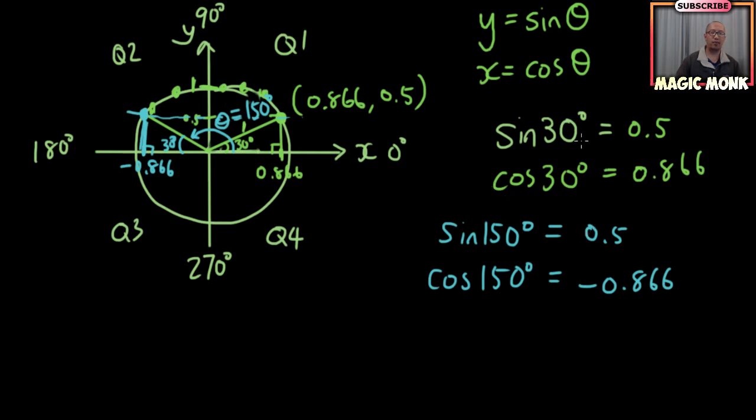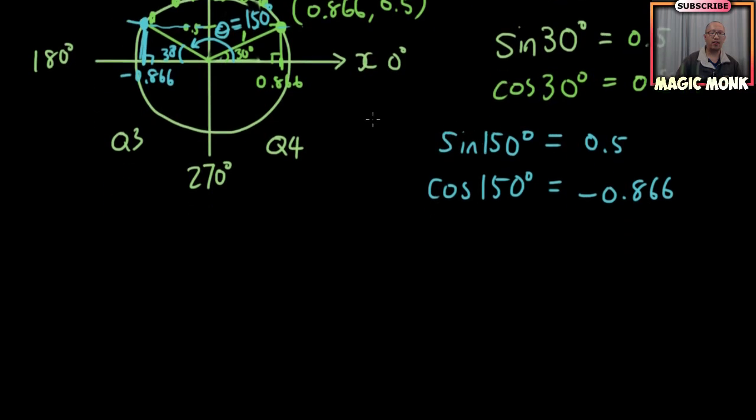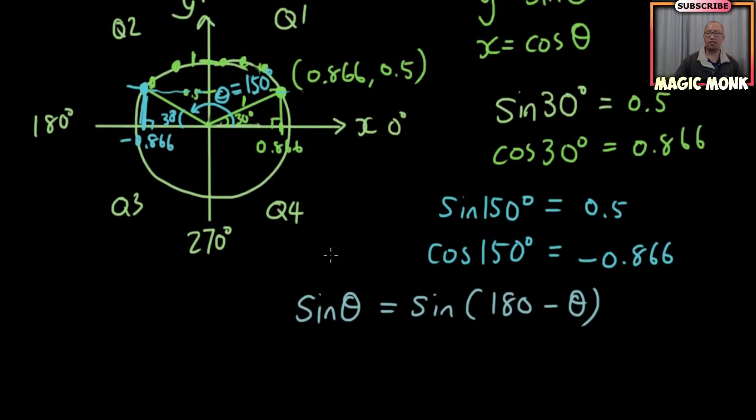So for example, you can put in sine 40, see what the answer is, and sine of 180 minus 40 and see what the answer is, and it'll be the same. So the general rule is sine theta equals sine of 180 minus theta. Let's just try that. Let's bring out the calculator, see if I'm right.